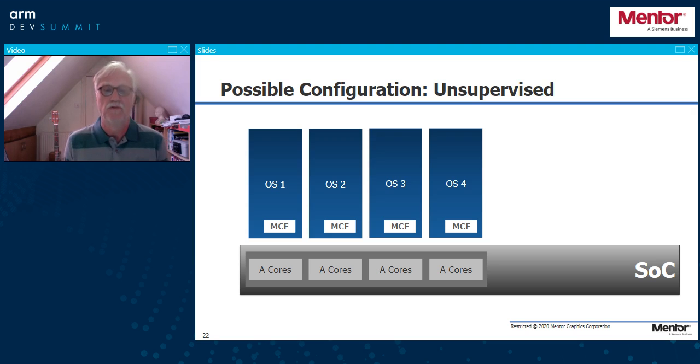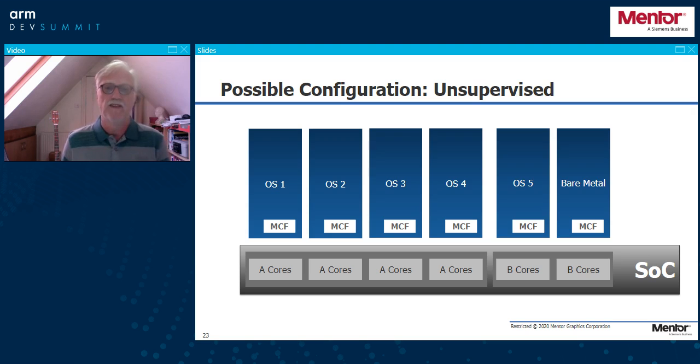That enables us to build a system which will do the job. It's a very simple system. We could make it slightly more complex. We can add another couple of cores, maybe a different architecture. We're running OS 5, whatever that is. Here's another operating system. And we're running some code on bare metal on the right-hand core there.